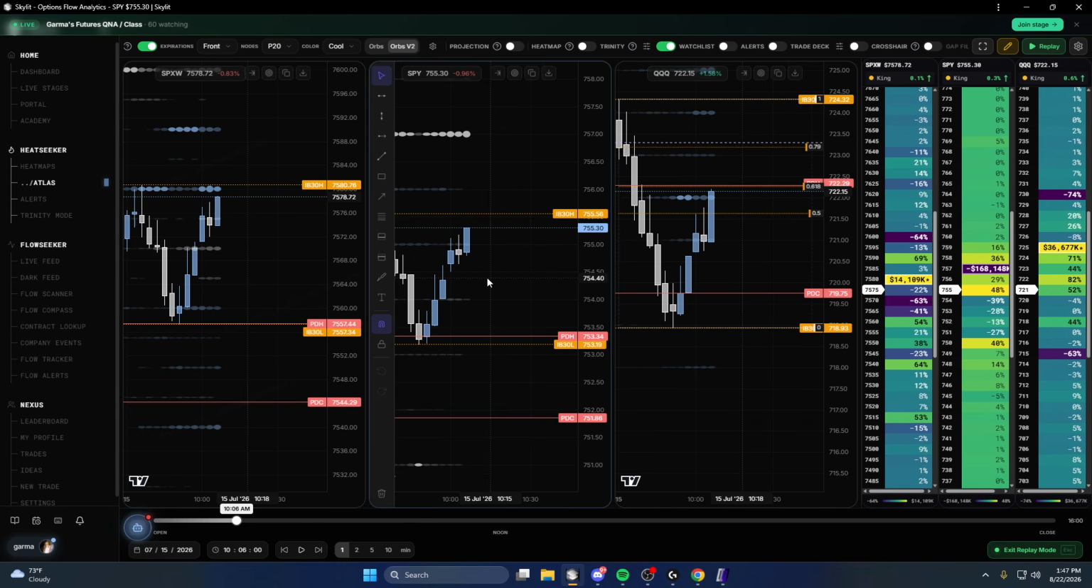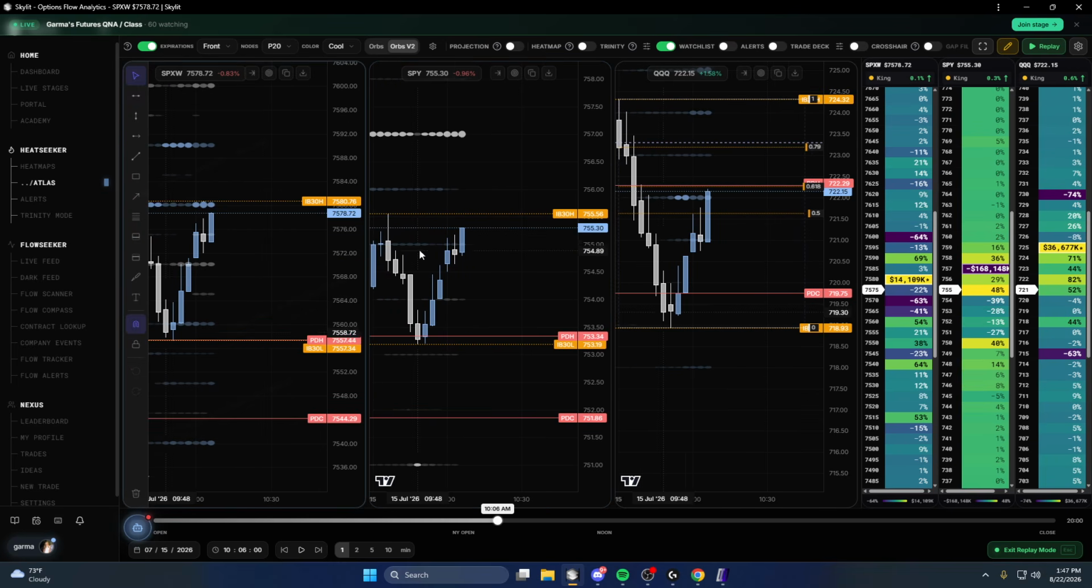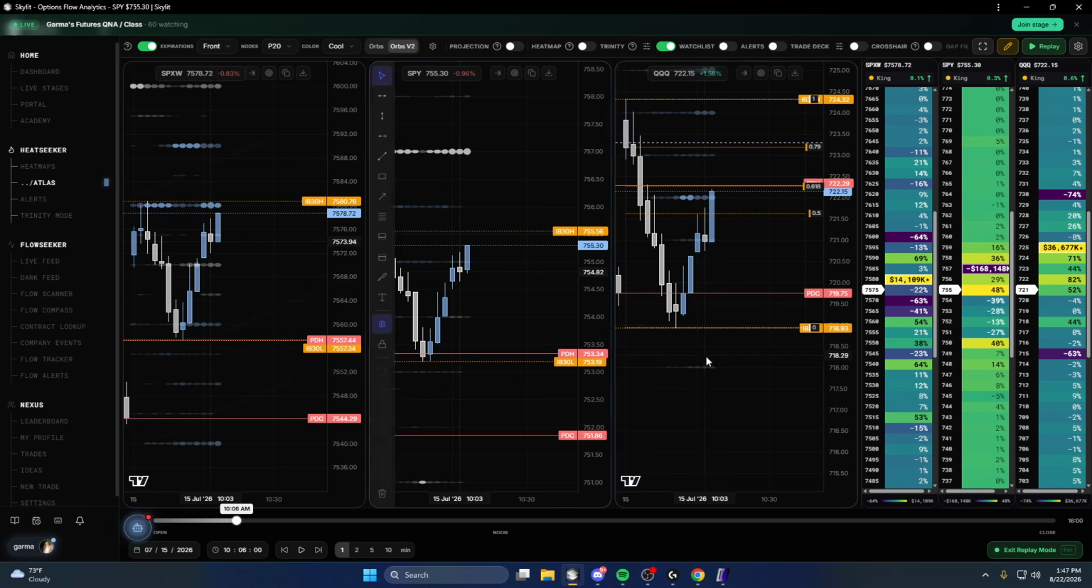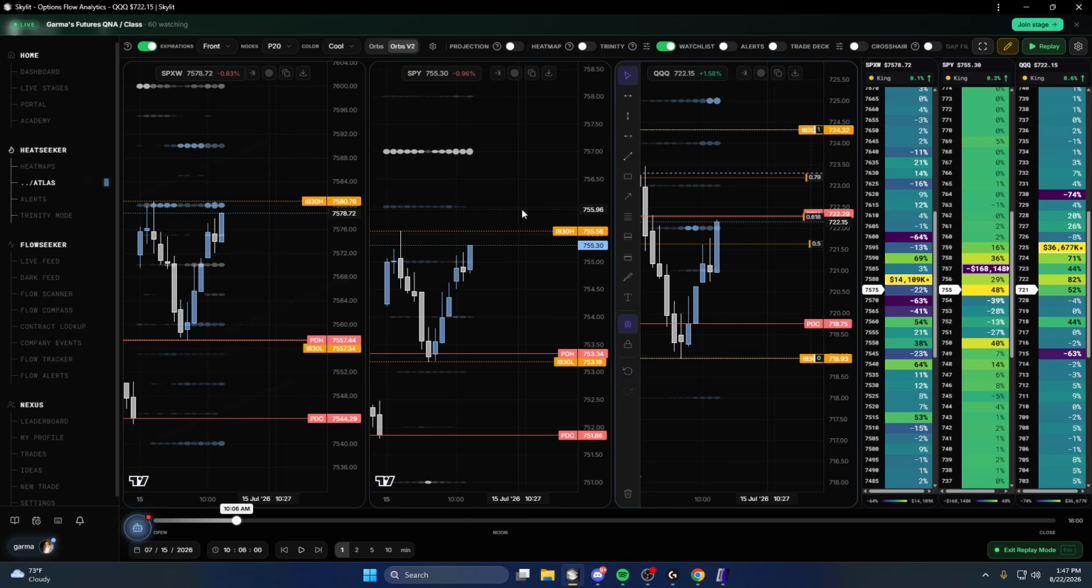So right here. And now look at the node alignment, right? They did move up the QQQ ceiling to 725, but if they roll it down to 722, you still have the SPX King node at 7580, right? And SPY still has the 755 positive. So I still like the risk to reward for the short here, only because we are coming into the golden zone.